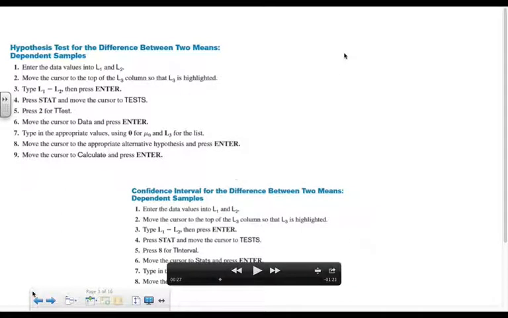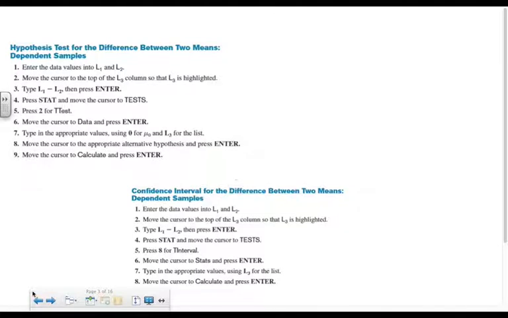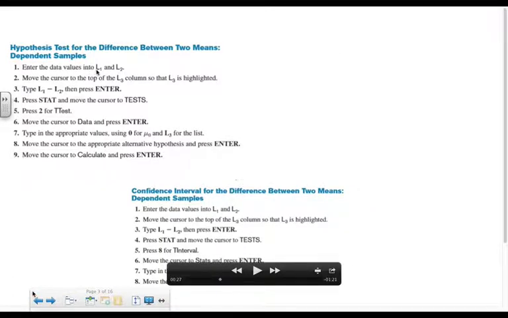All right, so there's two different ones. We're going to do a hypothesis test and then also a confidence interval for the difference between two means. This requires a little bit more work in the graphing calculator. You'll notice you'll have to find L1 and L2, and then L3. This is going to be the difference between the two, because we're asking, is there really a difference between the two means or not? You have to do the work here.